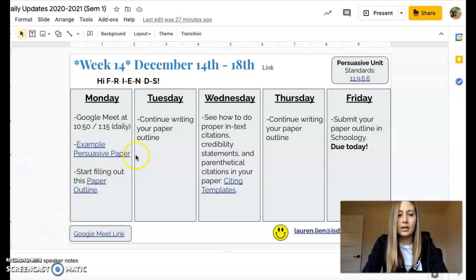For Monday, again, I put this on last week's agenda, but I really want everyone to make sure they look at the example persuasive paper. This paper will show you exactly what the format should look like for your paper. You should get ideas about the length, except that this one's a little bit longer than yours will probably be because they have 3 body paragraphs and 3 main points. You only have to have 2 in yours.